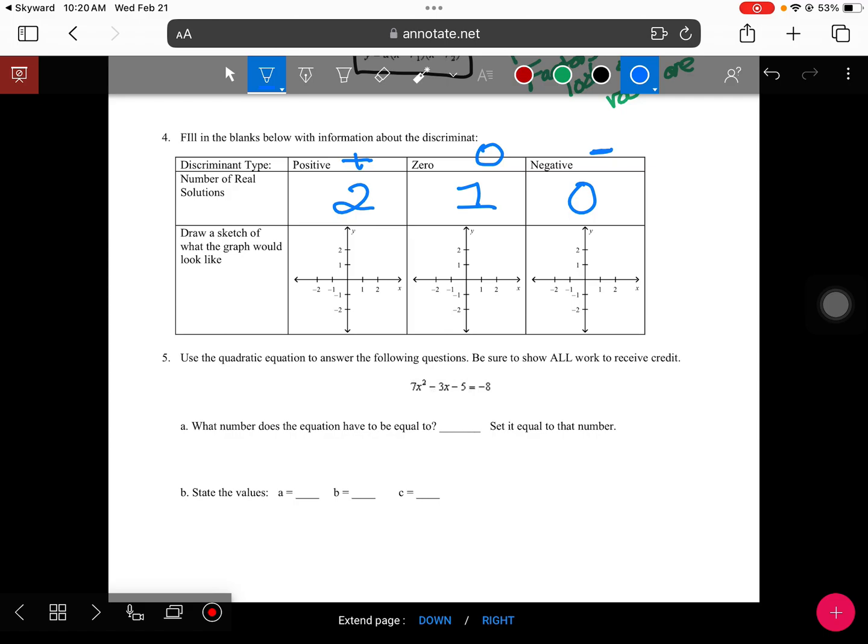Draw a sketch of what the graph would look like. Is there only going to be one correct answer for this? No. As long as you draw a parabola and it crosses in 2 places, that's what I'm saying are my 2 real roots. Okay, could look like that. Could look like this. Okay, as long as it's crossing in 2 places. How about where I would have a 1 real solution? What's that going to look like? Above the axis?